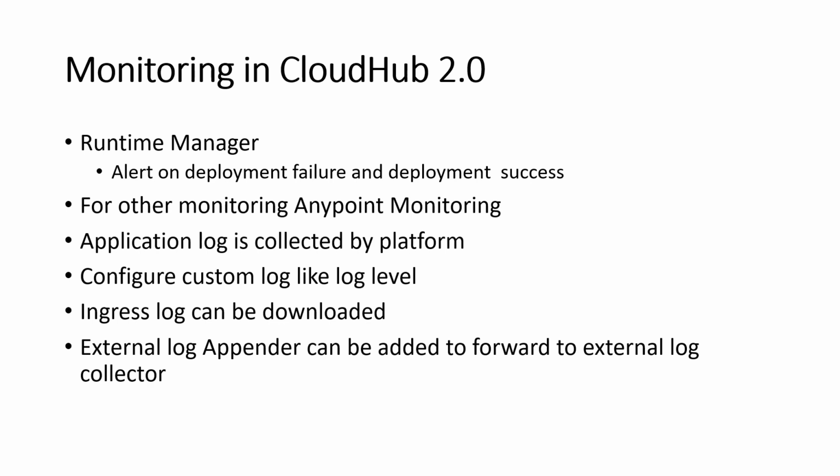In CloudHub 1.0, if you want to forward the log to an external system, you need to create a support ticket to disable the CloudHub log first. But in CloudHub 2.0, you only need to add an appender in log4j and you can forward the log to the external system.